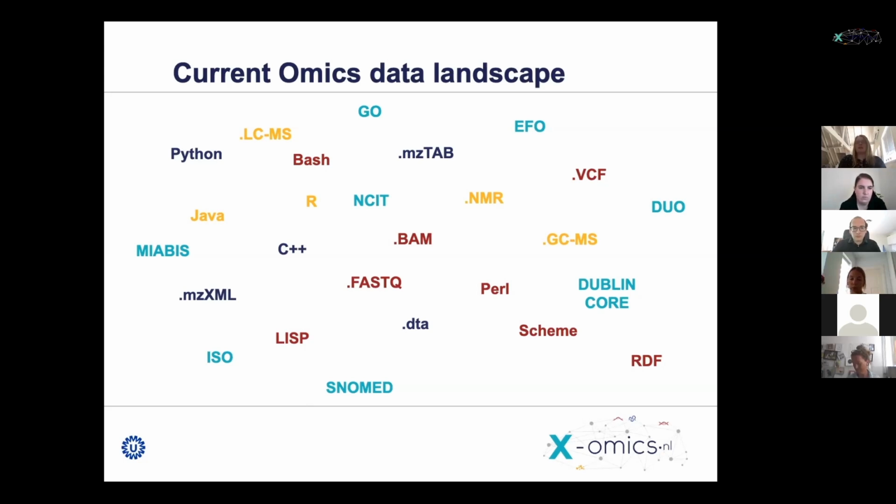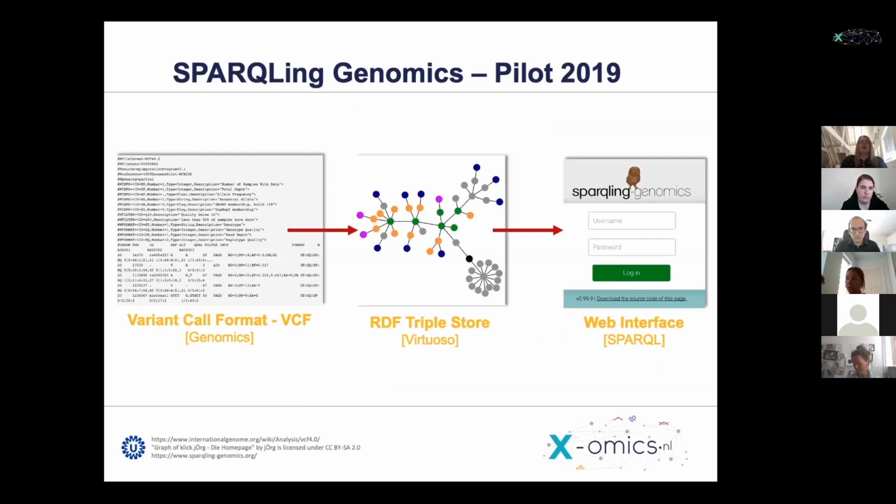And now I would like to introduce you to one approach of improving the interoperability for genomics data, which is our SPARQLing-genomics project. Roel and I worked on this all last year. We had a 1-year pilot project where we took the variant call format from genomics, which is a standardized file format, transformed it into RDF triplets, while also creating an appropriate RDF triple store. And we designed a web interface, which is powered by SPARQL to interact with these triplets.